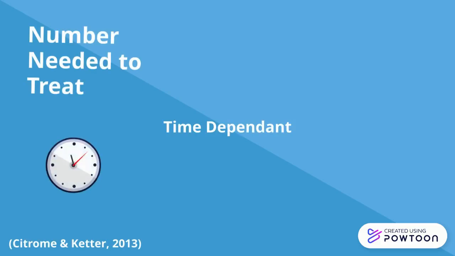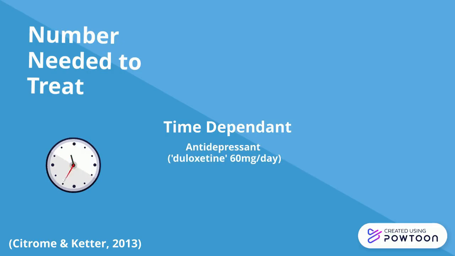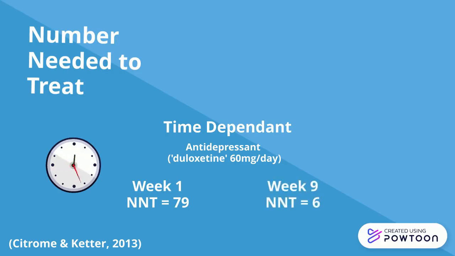The NNT is time-dependent. The longer a clinical trial is conducted, the more likely the chance of the condition to respond, resulting in a smaller NNT. Also, the longer a patient is taking a medication, the more likely they are to respond. An example of this is an antidepressant having an NNT of 79 after 1 week of patients taking the meds versus an NNT of 6 after 9 weeks.